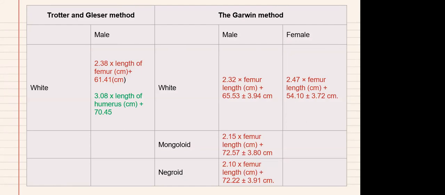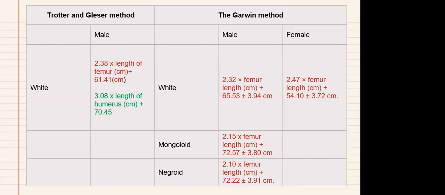In the first one, we have the calculation of height using a stature formula, which in the case of white males is 2.38 multiplied by the length of the femur in centimeters plus 61.41 centimeters. And for the humerus, we have the formula for white males of 3.08 multiplied by the length of the humerus in centimeters plus 70.45 centimeters.